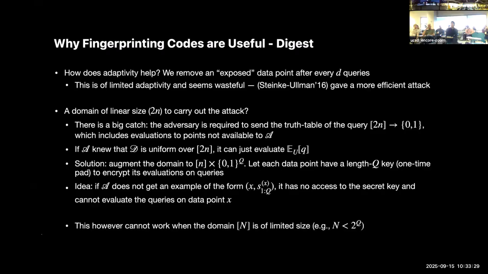However, this reduction cannot really work when the domain is of limited size. One thing you can still do is make cryptographic assumptions, for example the existence of one-way functions, and then you can do a more efficient encryption scheme, which is already done in a previous paper by Hardt, Ullman and Steinke. But here we are really interested in the information theoretical aspect of the problem, so we do not want to make crypto assumptions.